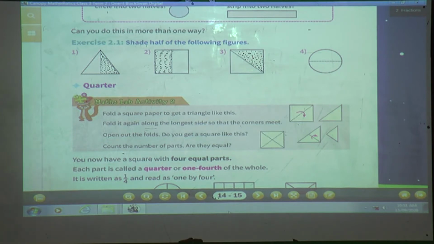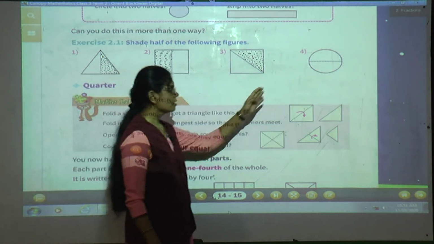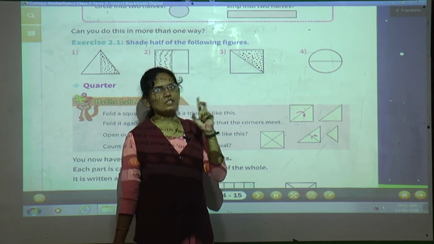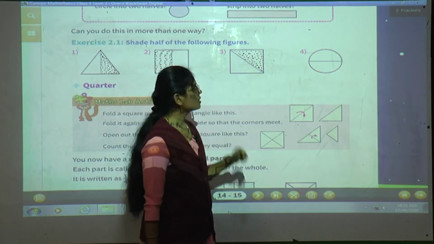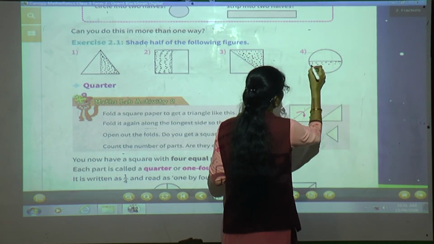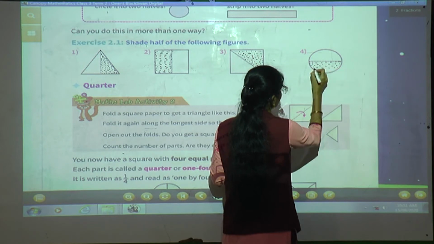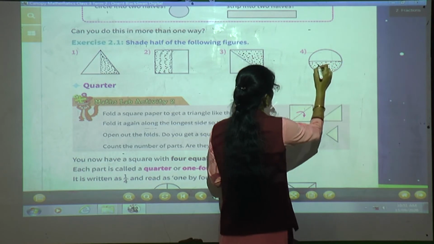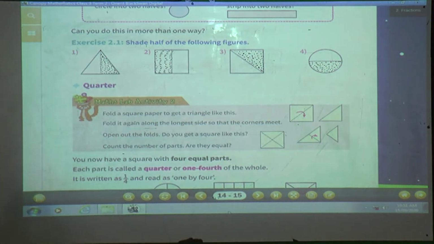See which shape you can see in fourth number? Yes, it is a circle, and this circle is divided into two equal parts, and each part is called half. So let us shade half part of the circle. Any one part you can shade. Yes, clear? Done? Okay, very easy. What is meant by half? Half is nothing but when something is divided into two equal parts, each part is called half.